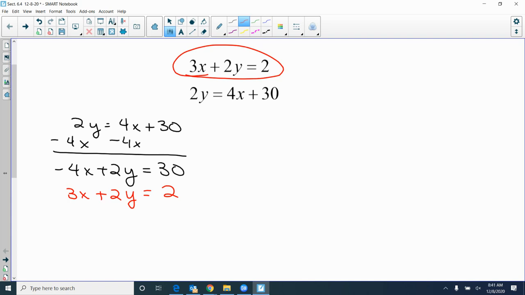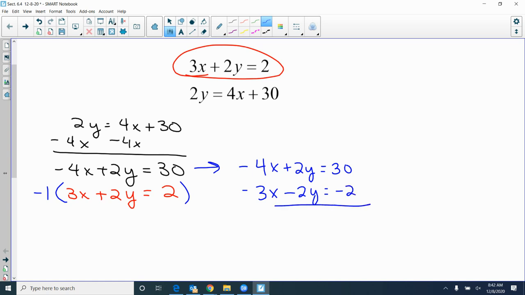I multiplied the 3x side by -1. So this one right here? All right, you got a positive 2y and a positive 2y. That doesn't add up to 0. You just need to make one of them negative. And so I can multiply that bottom equation by -1. That gives me -4x plus 2y equals 30. And then -1 times 3 is -3x minus 2y equals -2. Those add up to 0.